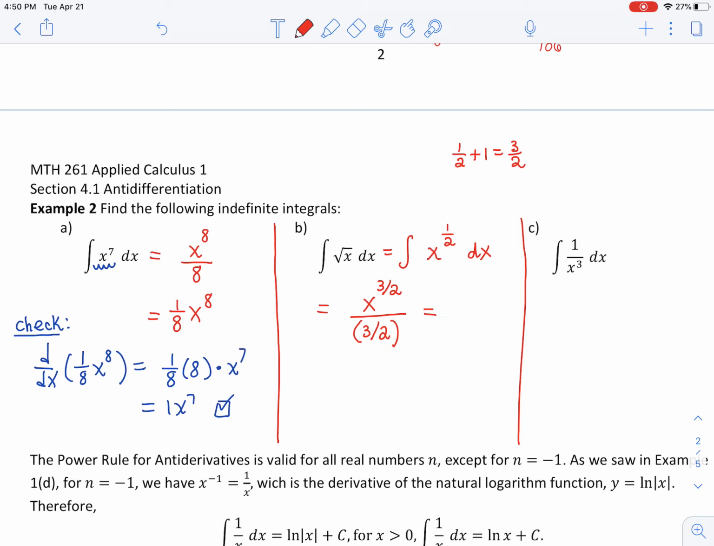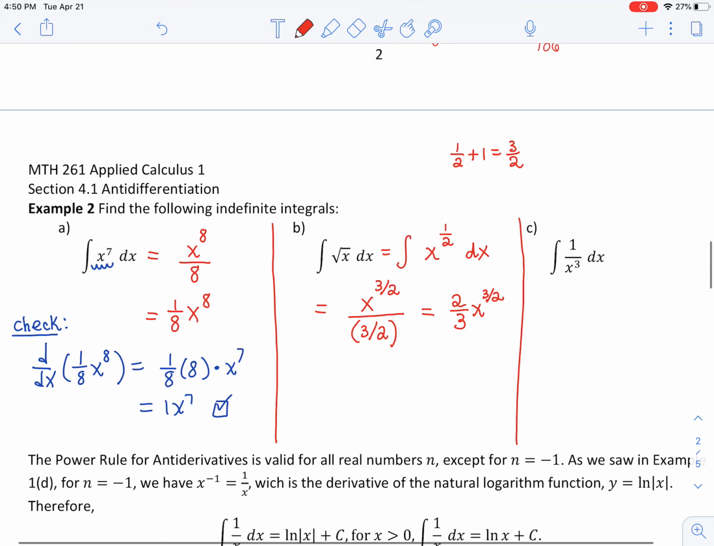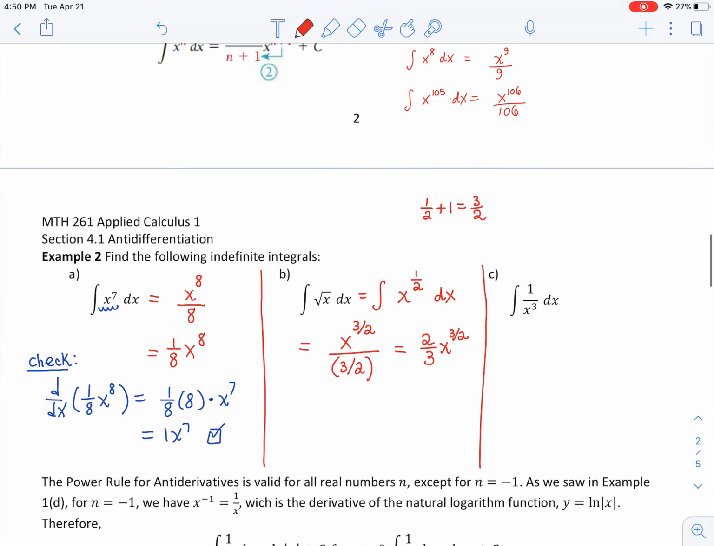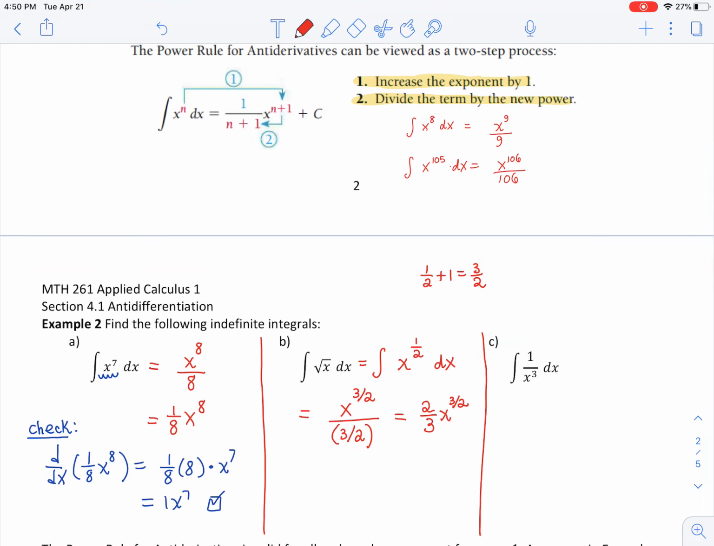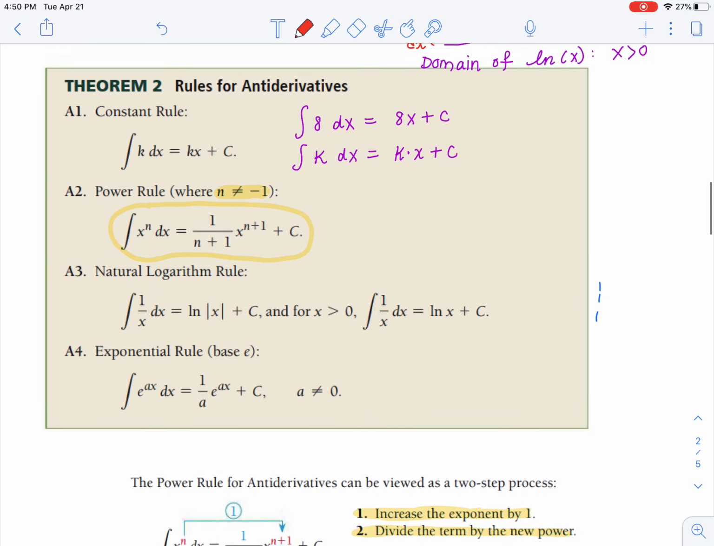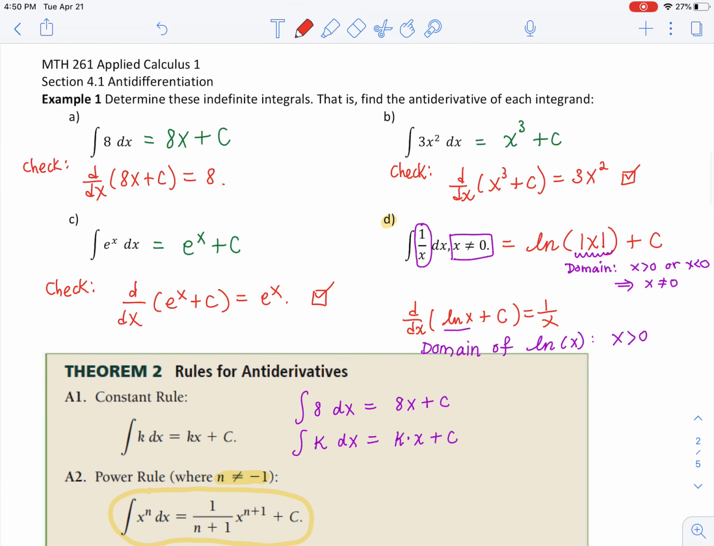Now remember, we divide by that new power of 3 over 2, right? So it's a little messy, but remember, when we are dividing by a fraction, it's the same thing as multiplying by its reciprocal. So I can simplify this. I can rewrite this as 2 over 3 times x to the 3 over 2 power, okay? Both are fine, but you see how the right side looks a little bit prettier.